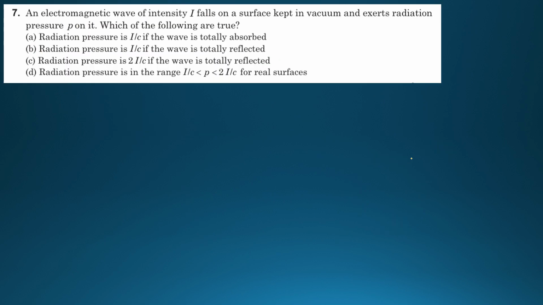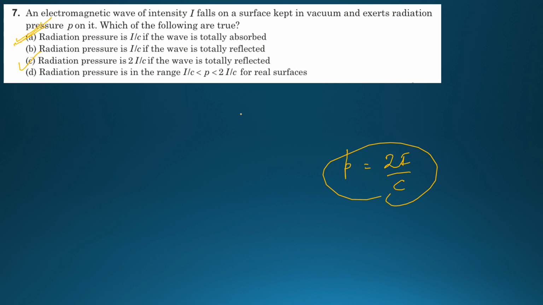An electromagnetic wave of intensity I falls on a surface kept in vacuum and exerts radiation pressure P. Which of the following are true? See, I have told it yesterday. If it is totally reflected, what is the pressure? The pressure is 2I by C. So option C is correct. If it is totally absorbed, then the radiation pressure is I by C. Also write it down.